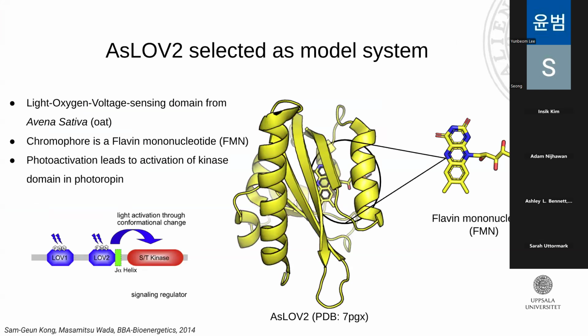The protein we're looking at is LOV2. It's a light-oxygen-voltage sensing domain from Avena sativa, so oat. It is a blue light receptor with an FMN chromophore. We have the large J-alpha helix here that is usually connected to a serine/threonine kinase in the phototropin, which is a larger protein.